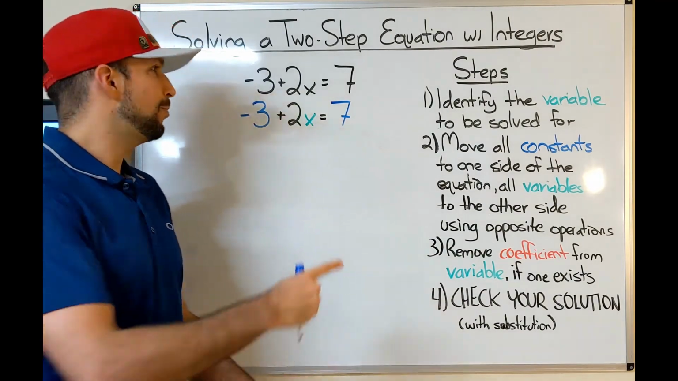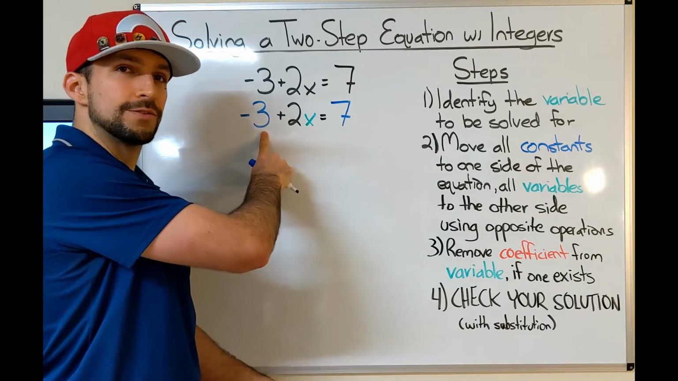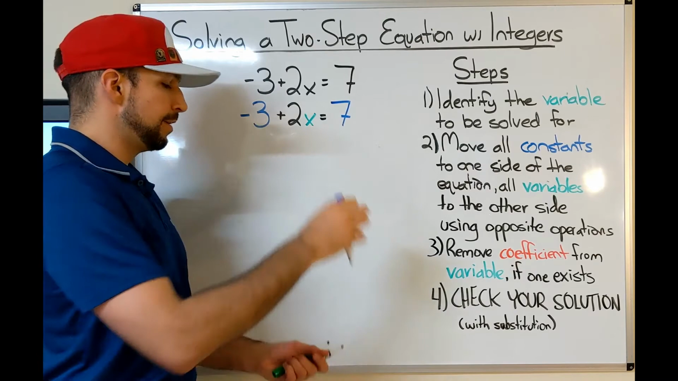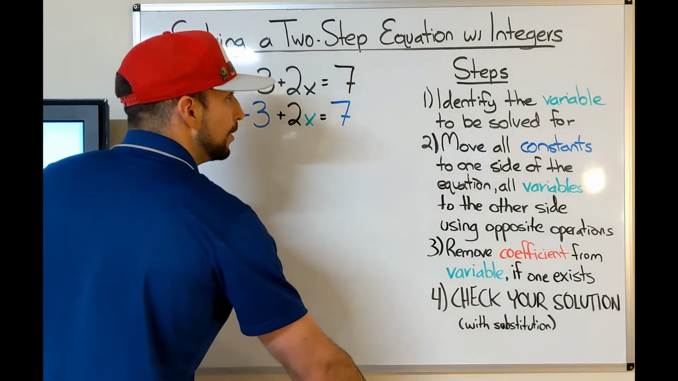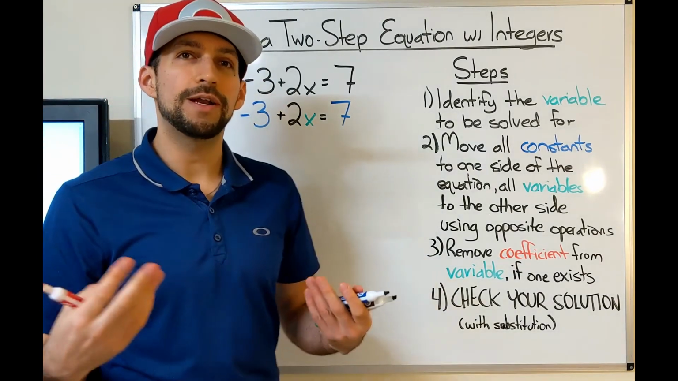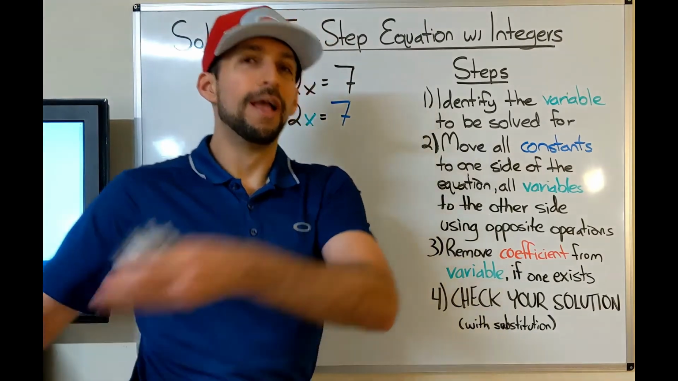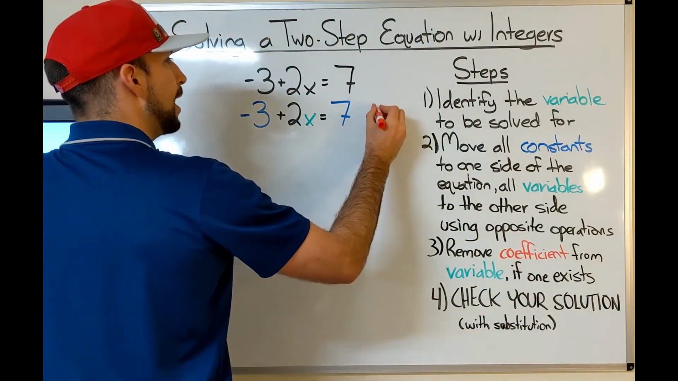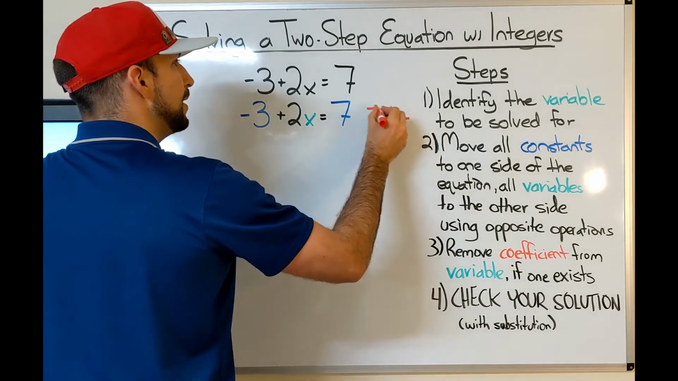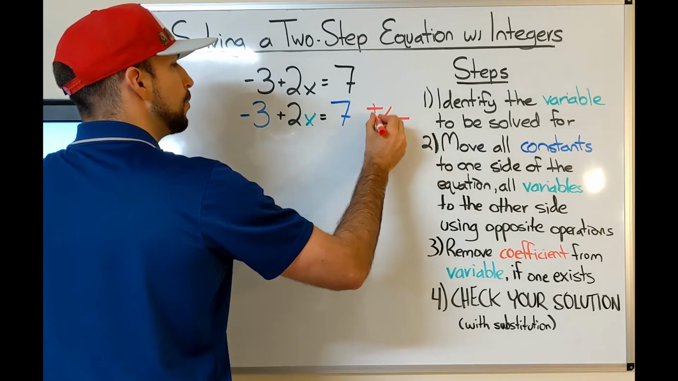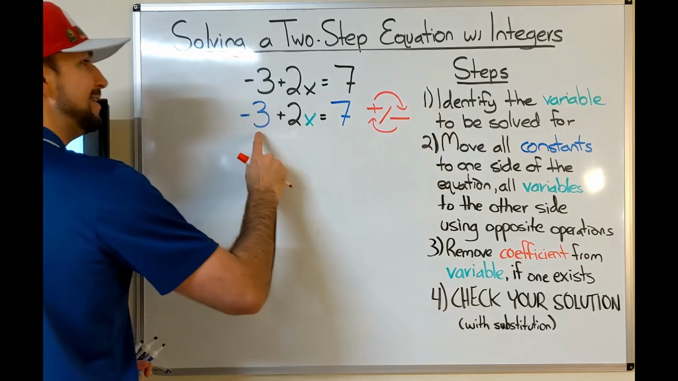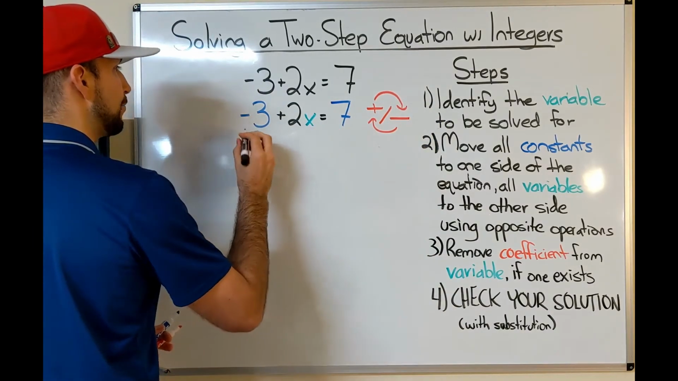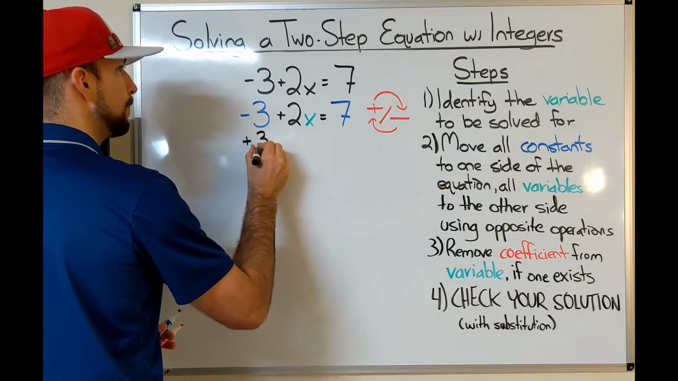Now you'll notice that I put my negative sign in blue with this 3 because the 3 is negative. It's not positive. So to move it to the other side, we're going to use opposite operations because remember, I'm trying to get all the variables over here and all the constants over here. So the opposite operation of subtraction is addition. So we're going to move that -3 by adding it to both sides. So let's add 3 to both sides of this equation.